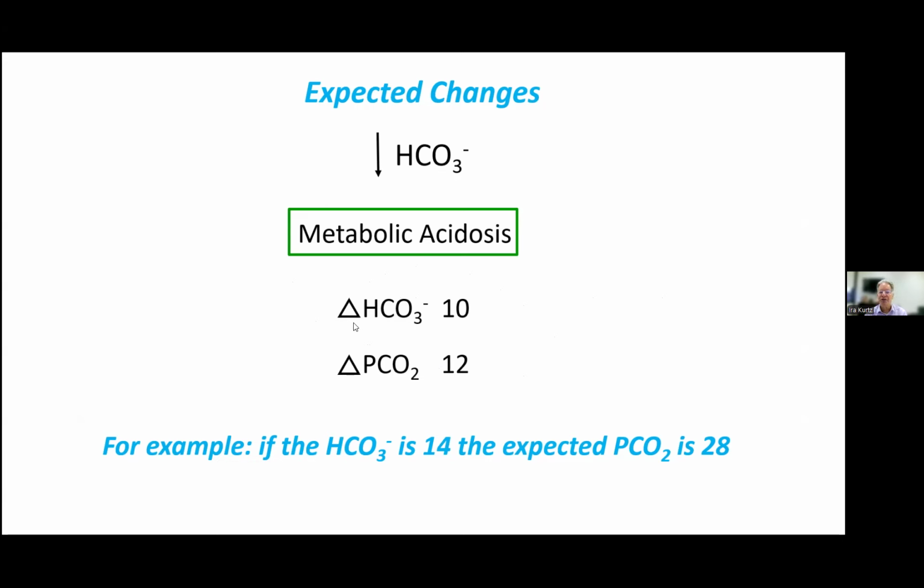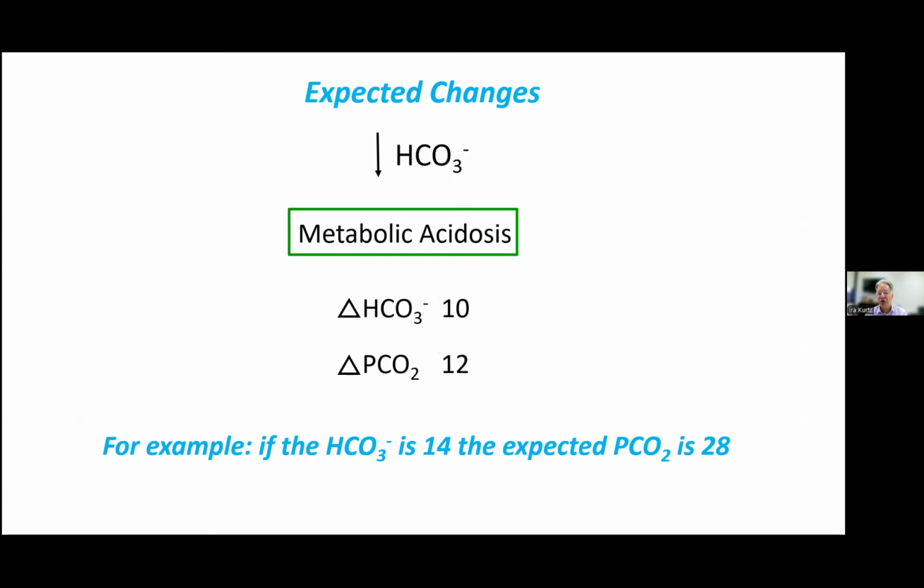So it's known that for every 10 decrease in the bicarbonate, your PCO2 should decrease by 12. So it's roughly 1.2 to 1. For every one decrease in the bicarbonate, the PCO2 decreases 1.2. You can do for every 5 change, PCO2 changes by 6. It doesn't matter. Bottom line is this is the proportion. If you see that, by definition, you have a compensated metabolic acidosis. It can't be anything else.